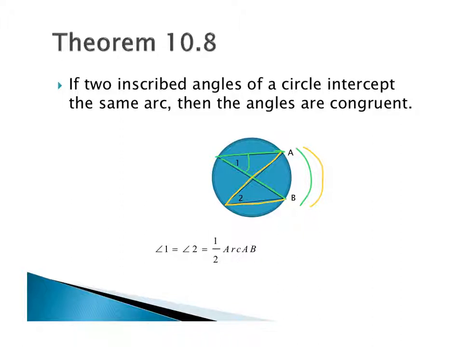Because they have the same intercepted arc, I know that angle 1 and angle 2 are going to have the same measure. So for example, if I told you the arc measure here was 100 degrees, how much would angle 1 be? 50. It's 1/2 of the 100. How much would angle 2 be? 50, because they both have the same arc measure. So again, the inscribed angle is going to be 1/2 of its intercepted arc.